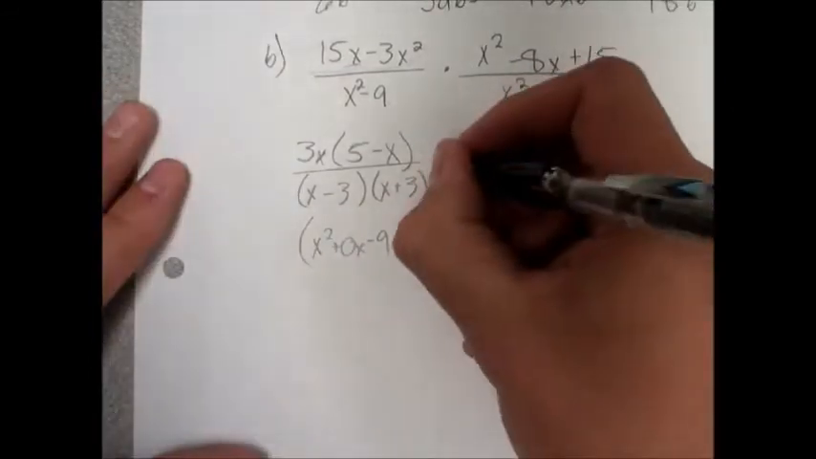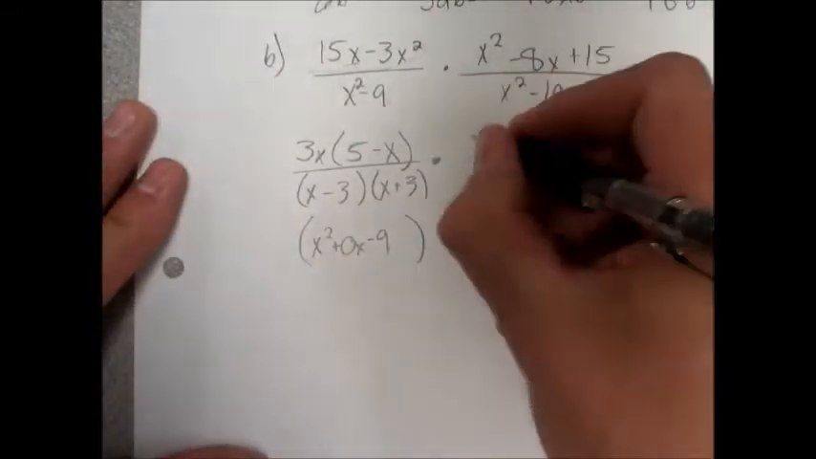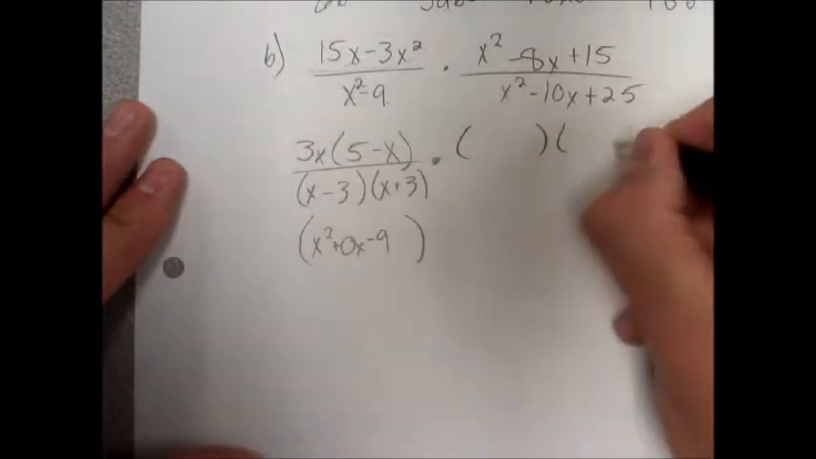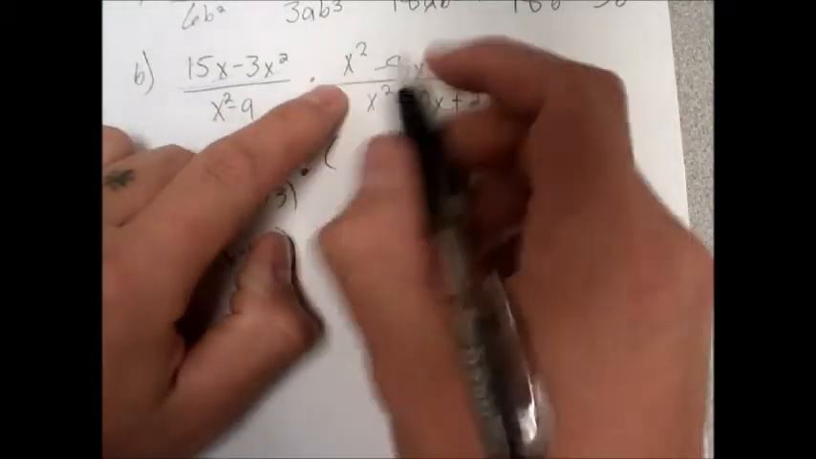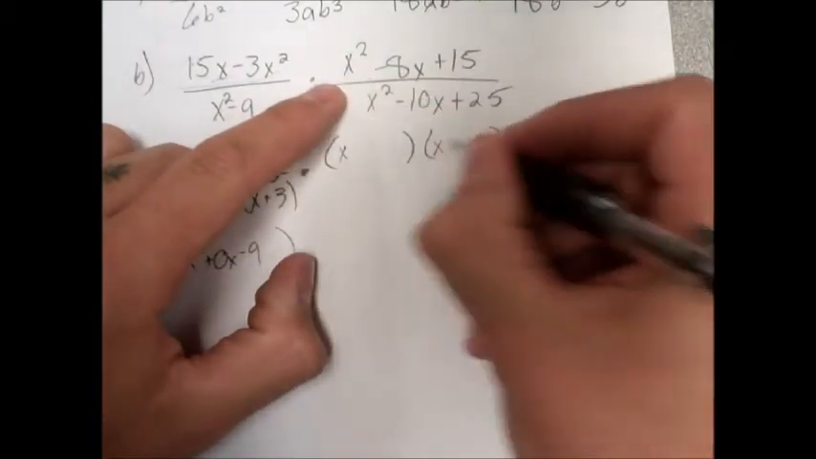Okay. Now I'm going to factor this one, the top side of this one. So first thing I need is two sets of parentheses, and I start by saying I know that my fronts have to be just x, right?